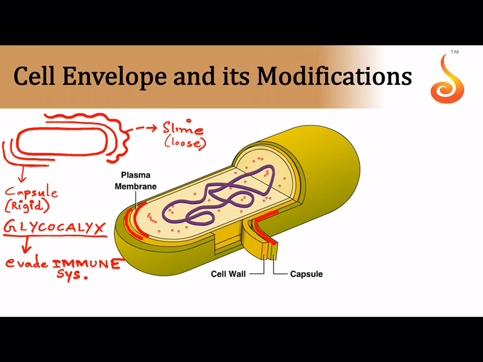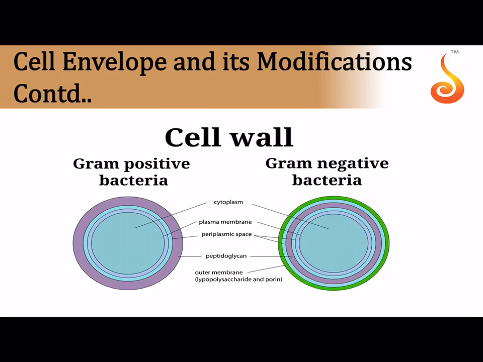And like I said, if it is loose, the glycocalyx is referred to as the slime. If it is thick, tough and rigid, it is referred to as the capsule. So basically there are three coverings which you saw. The innermost covering is the plasma membrane, the middle covering is the cell wall, and the outermost covering is the glycocalyx, which may be slime or it may be a capsule.